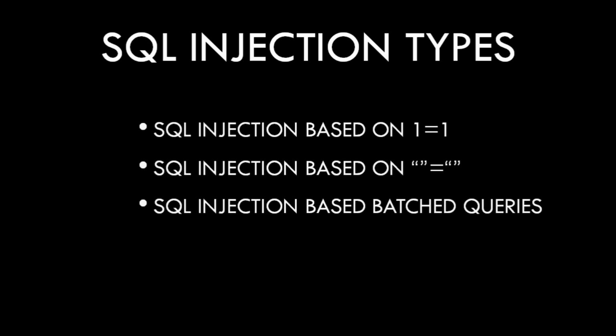So the first one is 1 is equal to 1. Now for the programmers, you already know that 1 is equal to 1 will always be true in any case. So using this 1 is equal to 1 in your text box, you can retrieve all the records from the particular database or the particular table. The second one is the equal to. Now this works similar to that of 1 is equal to 1, which will always return true. And finally, the last one is the batch queries, which means adding or appending more queries into your input box. Now we'll look individually at each and every one of them.